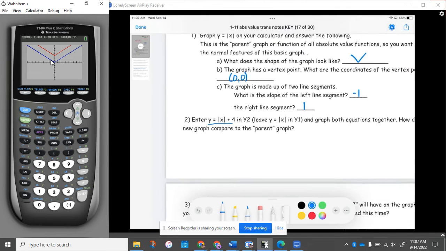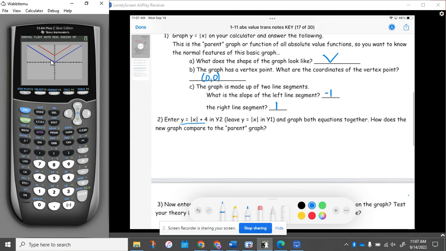The question on here is, how does this new graph compare to the parent graph? What happened on this red one compared to the blue one? The answer, you can tell, is that the whole thing has been shifted up by 4 units. The whole thing shifted upward by 4 units. We can see that everything is in the same place. This vertex didn't move left or right, it just went straight up right there.